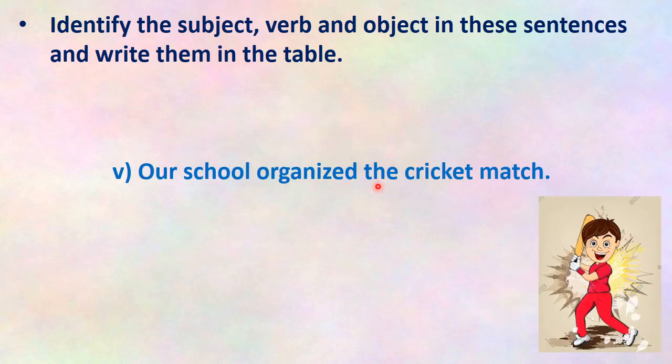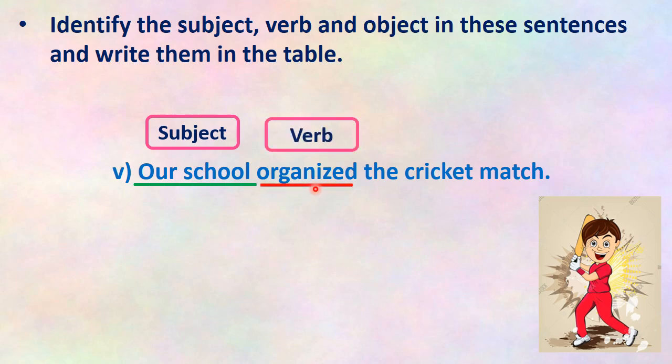Our school organized the cricket match. So who organized the cricket match? Our school. Very good. So our school is the subject. And what did the school do? So the school organized. So organized is the verb. And what did the school organize? So the school organized the cricket match. So students, as you can see, it is very easy if you ask questions.